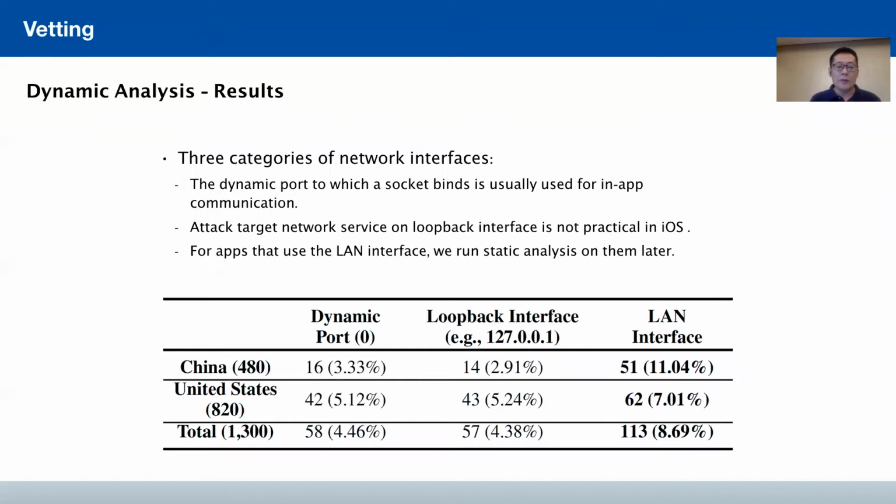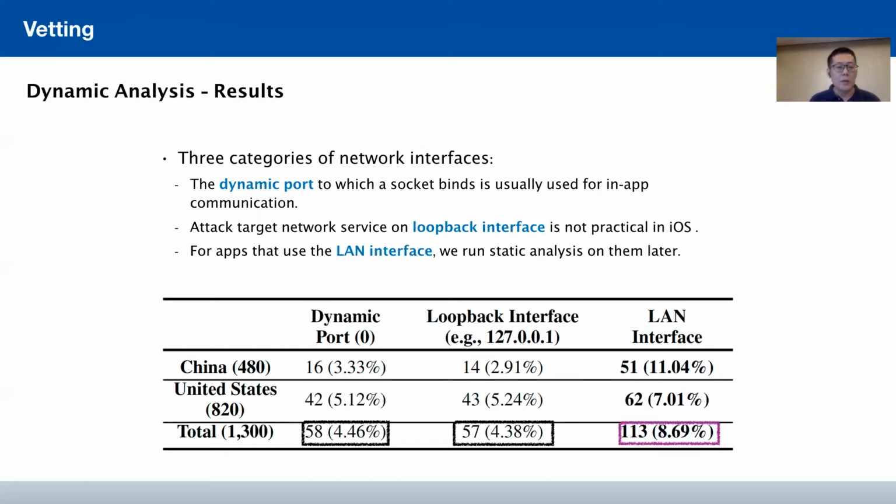3 categories of network interface are expected by dynamic analysis. For network services using a dynamic port or loopback interface, the writing code considers the network service as safe and terminates the analysis. Network service using a line interface is accessed remotely and will be selected for later analysis. Dynamic analysis reports 8.69% of the top popular apps use a line interface on launch.